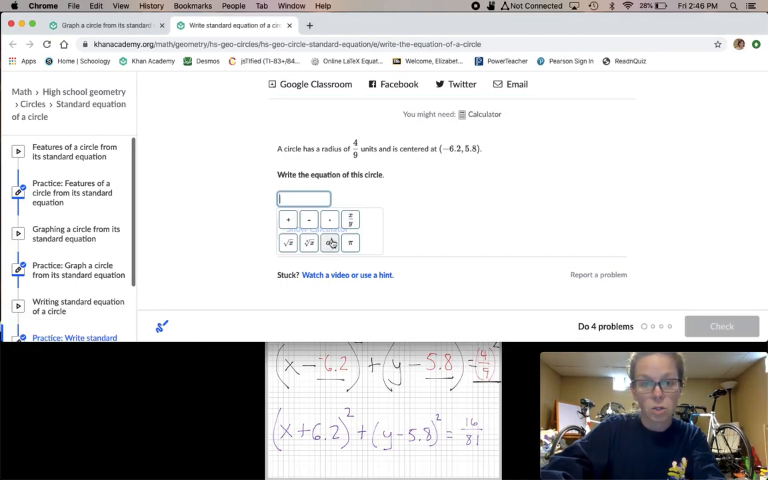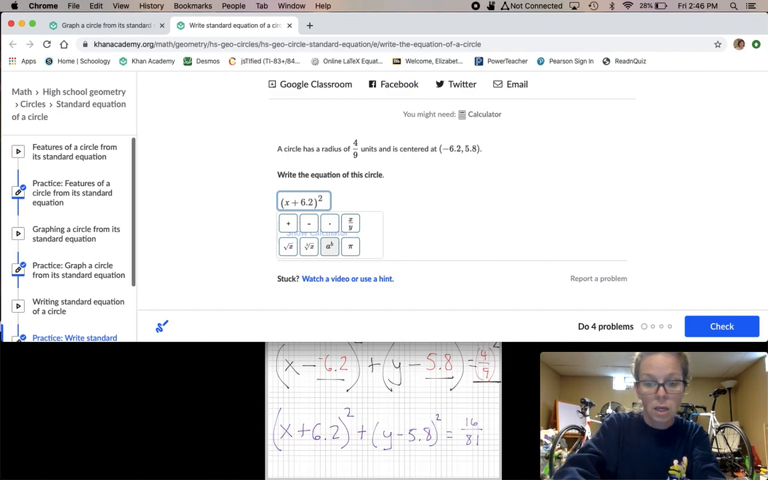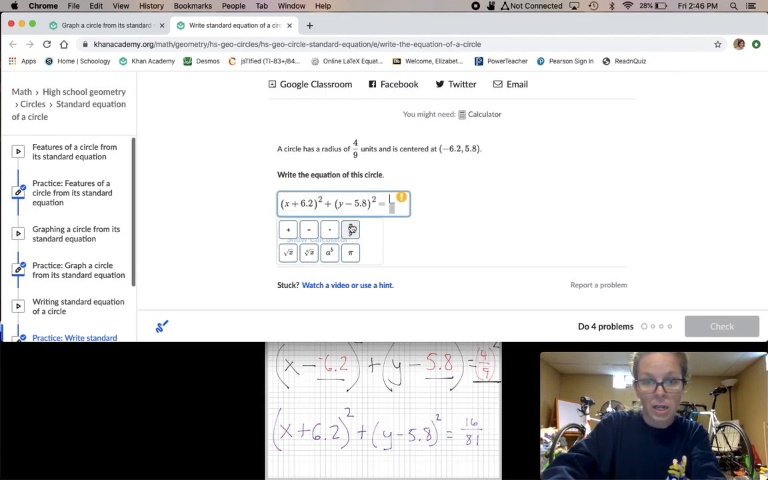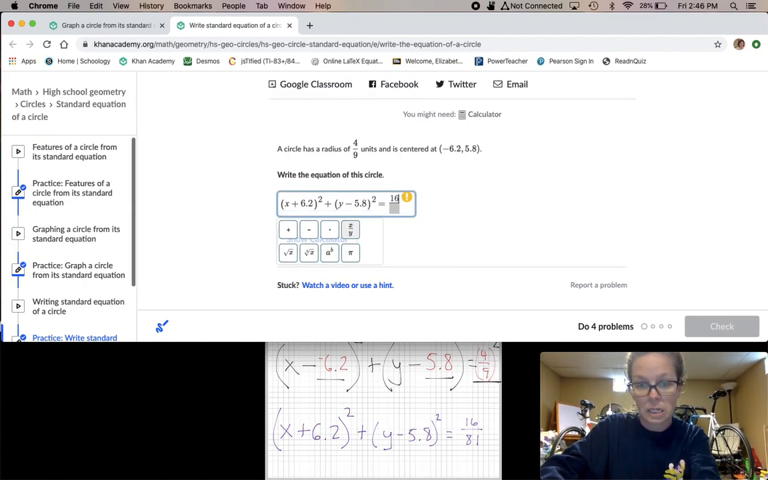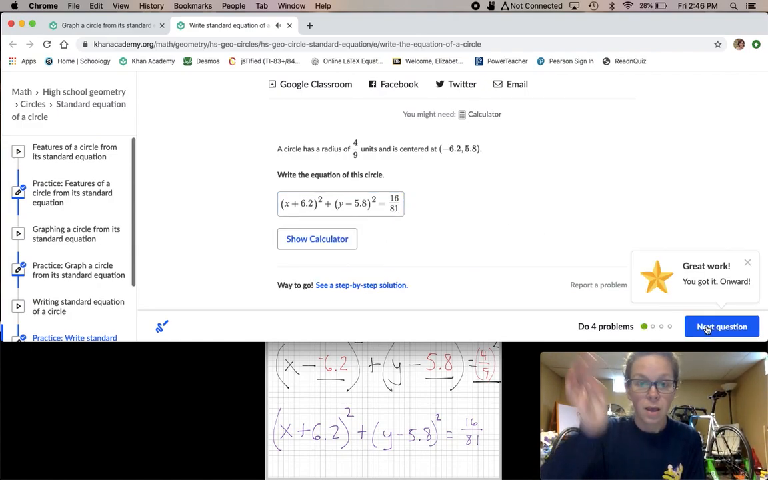When you start typing, you get your tools. Make sure you open up those parentheses. I'm going to say x plus my 6.2. And then outside the parentheses, I'm going to do the squared, get back down on the level, plus parentheses, y minus 5.8. Outside of the parentheses, I'm going to do the squared, get back down on the level, equals, and then I'm going to have a fraction of 16/81. And check that, and I got it.